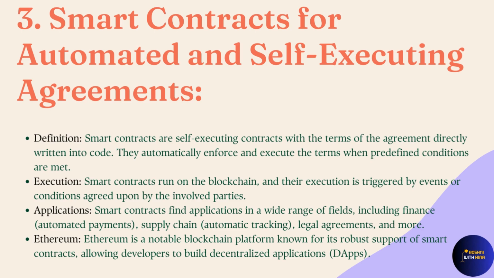Execution: smart contracts run on the blockchain and their execution is triggered by events or conditions agreed upon by the involved parties. Applications: smart contracts find applications in a wide range of fields, including finance, automated payment, supply chain, automatic tracking, legal agreement, and more.